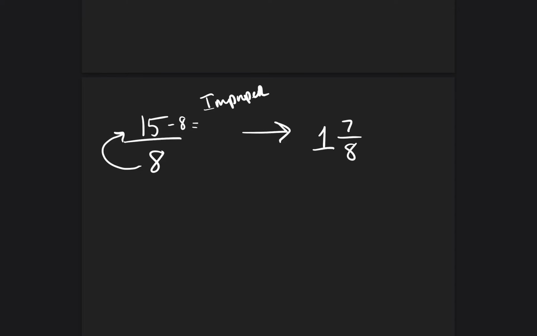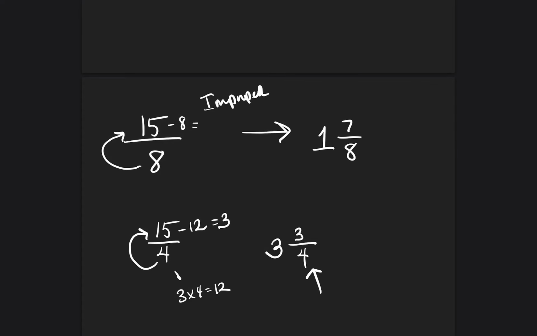Okay, let's do that again. What if it was 15 over 4? Okay, so you're going to see how many times 4 goes into 15. 4 can go into 15 3 whole times. 3 whole times would be 3 times 4, which is 12. So we would subtract 12 from the top number. 15 minus 12 is 3 left over. So it would be 3 out of 4 left over.